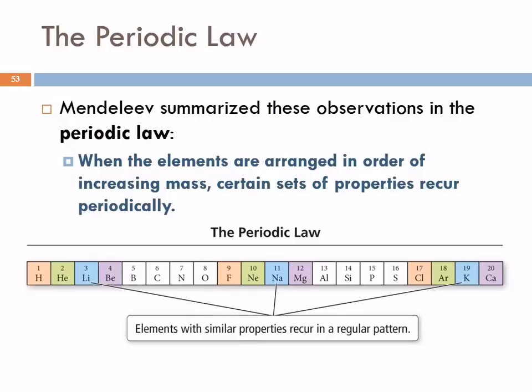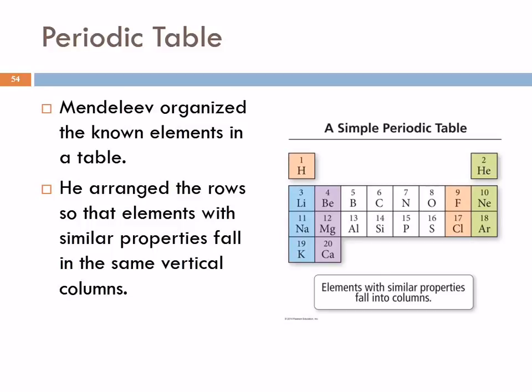And this was known as the periodic law. It didn't say why this happened, it just said, look, this happens. When elements are arranged in order of increasing mass, certain sets of properties recur periodically. That's why it's called a periodic table. It doesn't mean that it's a table sometimes and other times it's not a table. It's referring to this periodic nature of the elements in their properties. There's a funny t-shirt that says, chemists do it periodically.